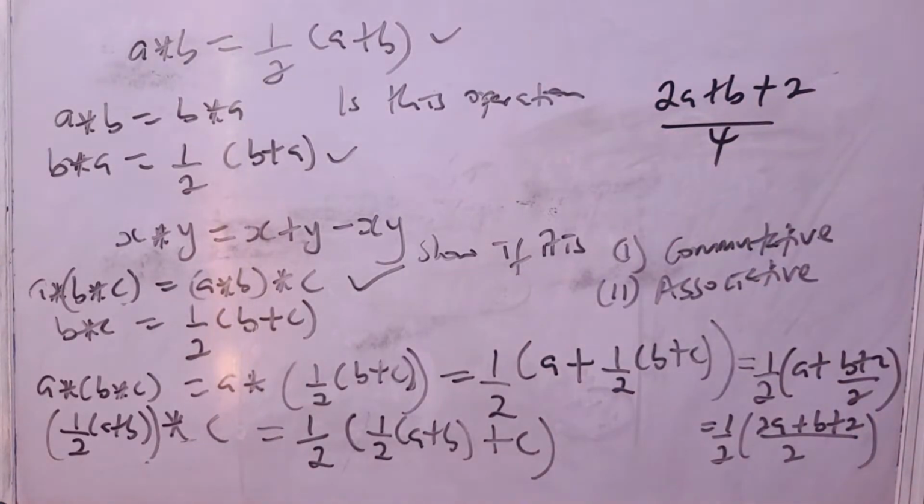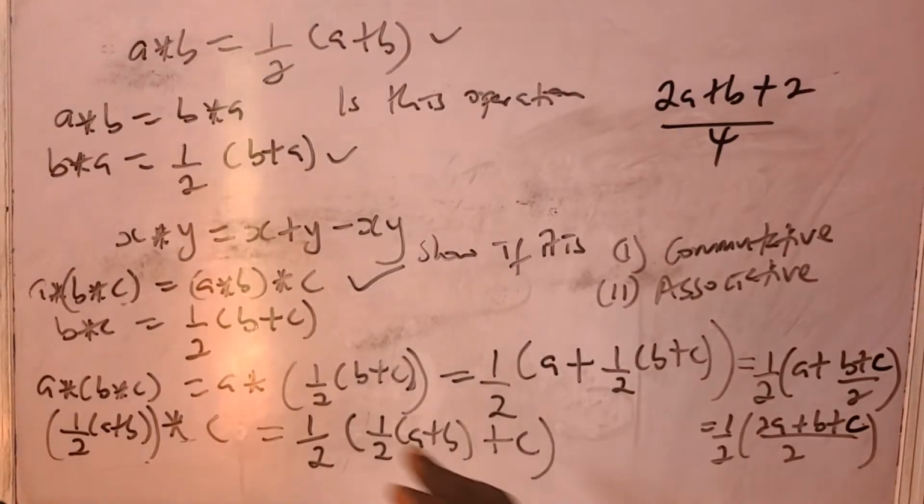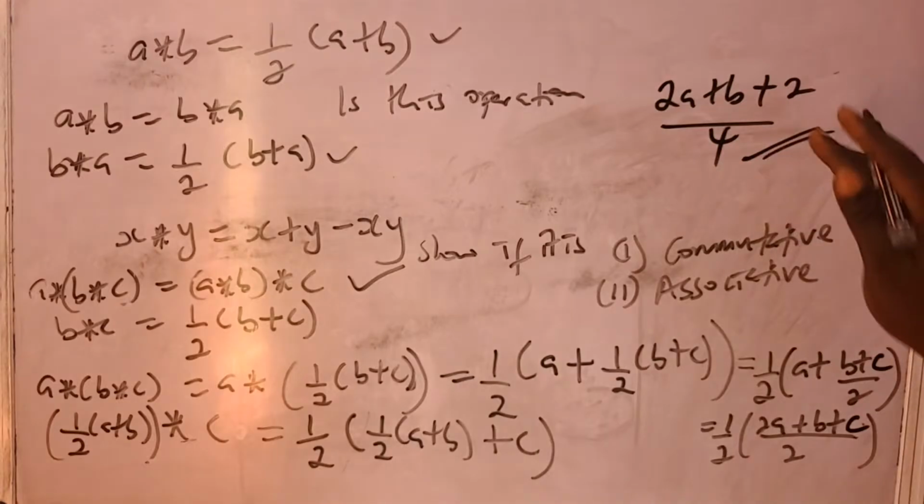Sorry, not 2, I meant c. I was writing 2 instead of c. Sorry about that. So look at this, 2a plus b plus c over 4. That is the answer to the left hand side. All right, now we have gotten the left hand side to be this. Note this, look at it very well.